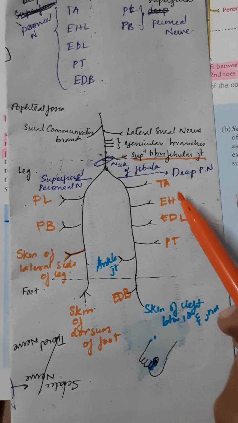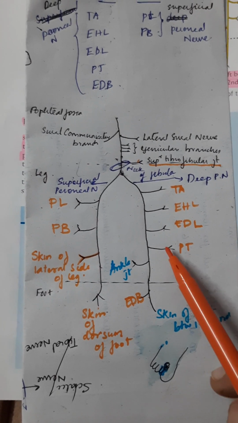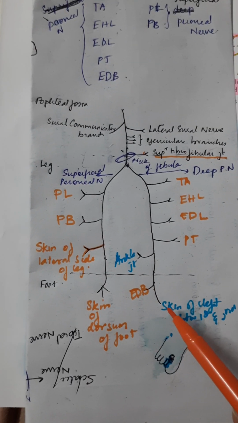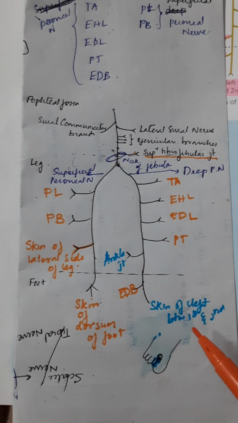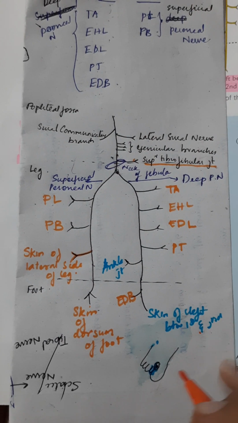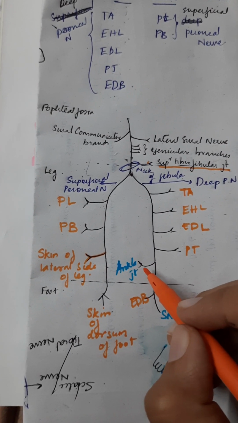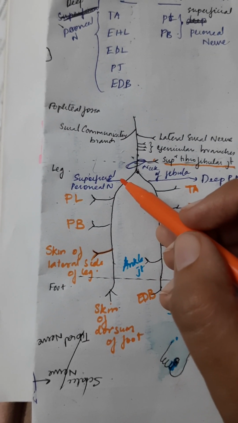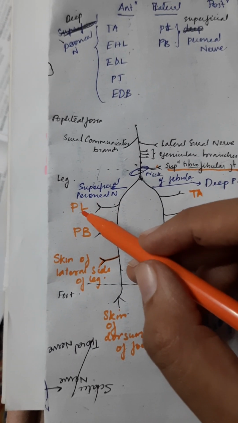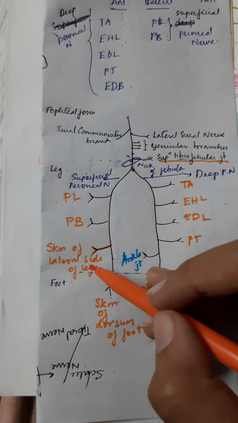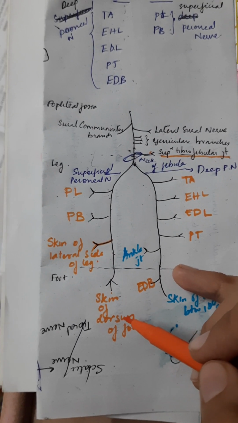Deep peroneal nerve supplies tibialis anterior, extensor hallucis longus, extensor digitorum longus and peroneus tertius, and it enters the foot, where it supplies the extensor digitorum brevis and gives sensory supply to skin of cleft between first and second toe, and it also gives an articular twig or articular branch to the ankle joint. Now about the superficial peroneal nerve, it gives supply to the muscles of the lateral compartment, that is peroneus longus and peroneus brevis, and to skin of the lateral side of the leg, and on reaching the foot, it gives sensory supply to skin of dorsum of the foot.